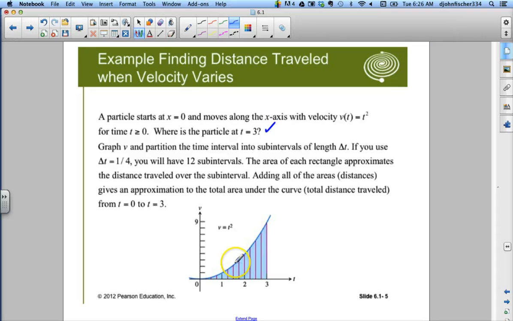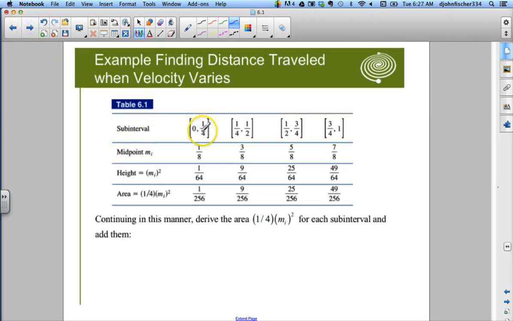The area of each rectangle approximates the distance traveled over the subinterval. Adding all these areas gives us an approximation of the total area under the curve, the total distance traveled from t equals 0 to 3. In other words, if we took the area of all these little rectangles and added them up, we would have the distance traveled, because the area of each rectangle approximates the distance traveled over the interval. So the area underneath the velocity graph is the distance traveled.